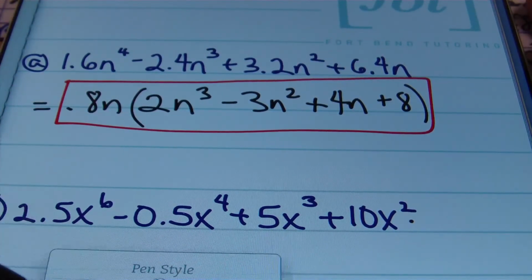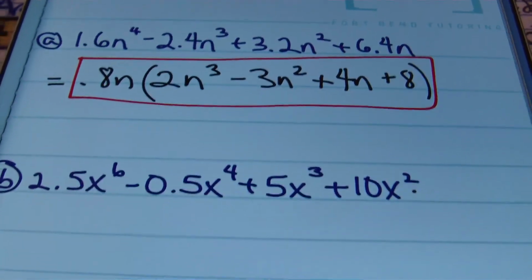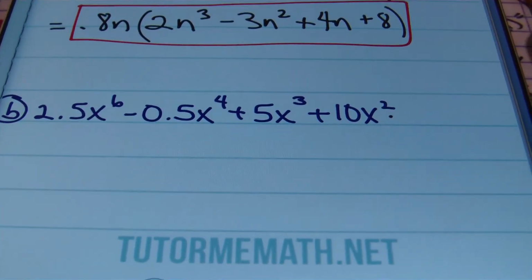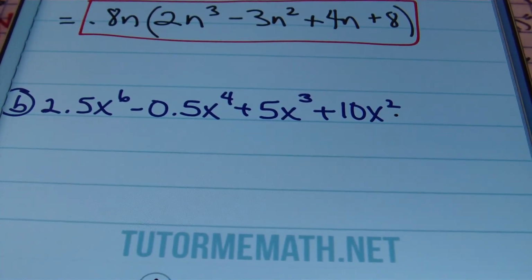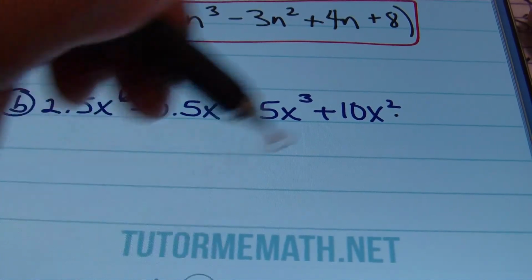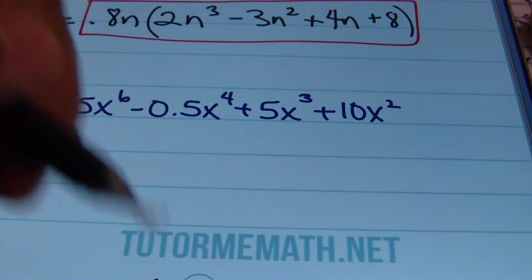Okay, then we have 6b, ladies and gentlemen. With 6b, we have 2 5/10 x to the 6th power minus 5/10 x to the 4th power plus 5x cubed plus 10x squared. All right, and I don't know what that little dot is, so we're going to get rid of that. It's not supposed to be there.